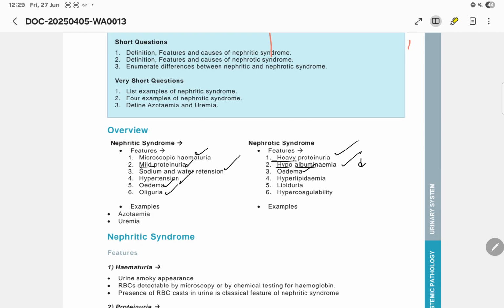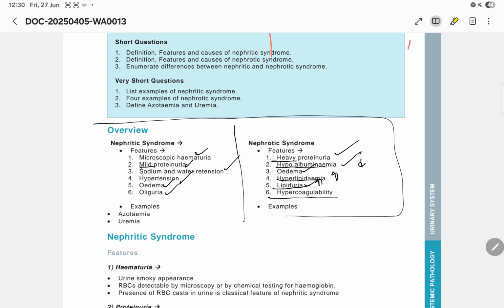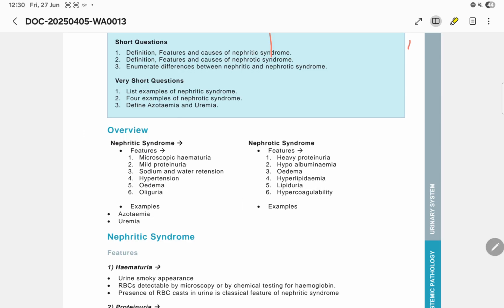edema is seen in both, and there is hyperlipidemia. Since the lipid content increases, obviously urine can also excrete more lipid, that is lipiduria, and hypercoagulability. This is the overview of nephrotic and nephritic syndrome. Now let us study individually, and see what is nephritic syndrome and what is nephrotic syndrome, what are its symptoms, what are its causes and what are the other things to be noted. Let's begin with the nephritic syndrome.